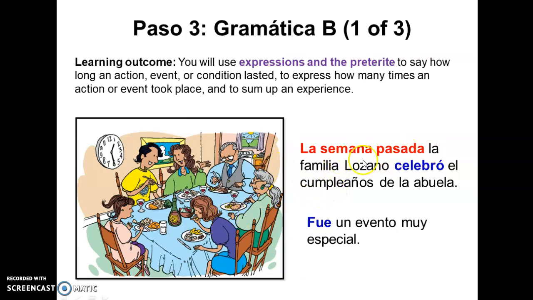La semana pasada, la familia Lozano celebró el cumpleaños de la abuela. So here we have the reference that this happened last week. Last week, the Lozano family celebrated their grandmother's birthday. And then fue un evento muy especial. Here, using the verb that we know already, it was. So in this case, to be in the past, it was a very special event. So let's continue.